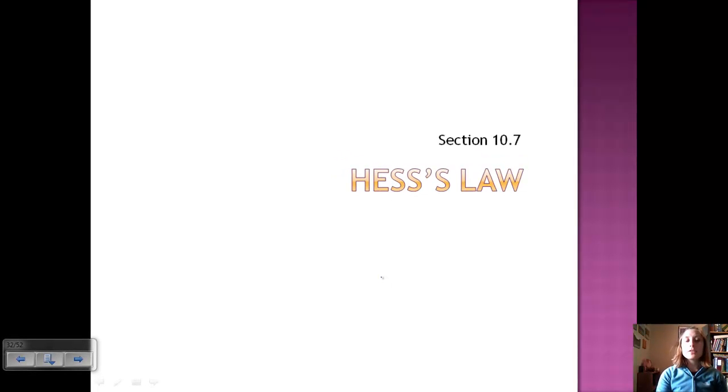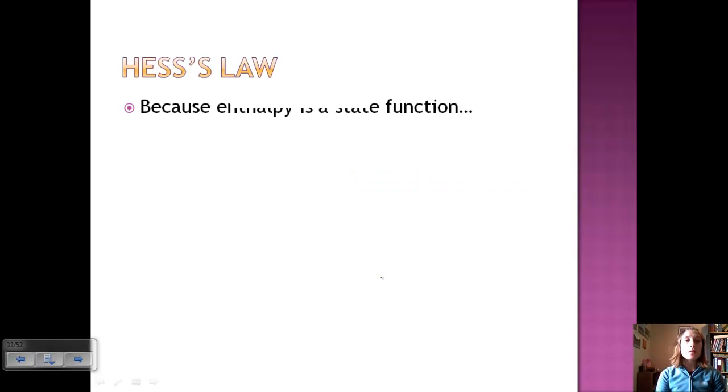Today we're going to talk about section 10.7, which involves what's called Hess's Law. Well, enthalpy we know is a state function, enthalpy being the energy or the heat transfer involved in a reaction. And because it's a state function, it doesn't matter what path is taken to get there, it just matters what the initial and final conditions are.